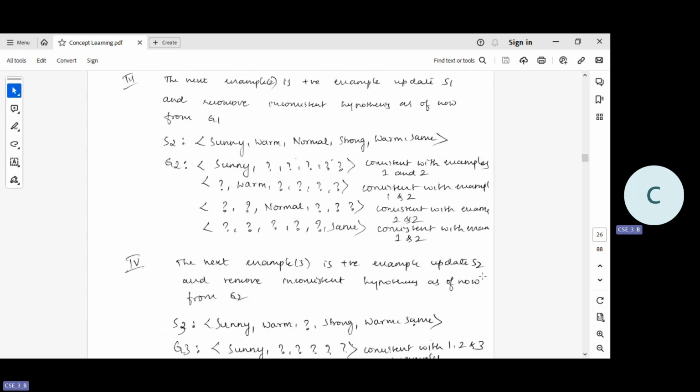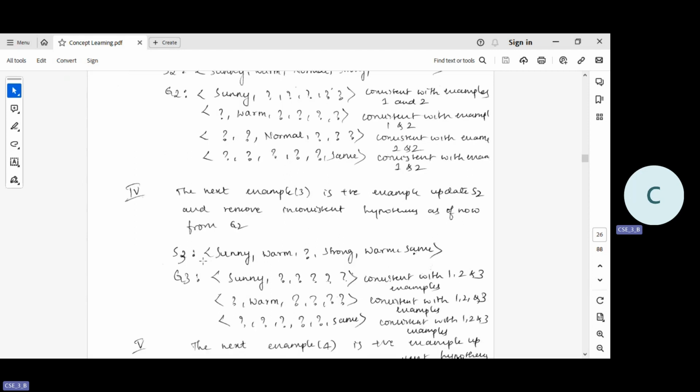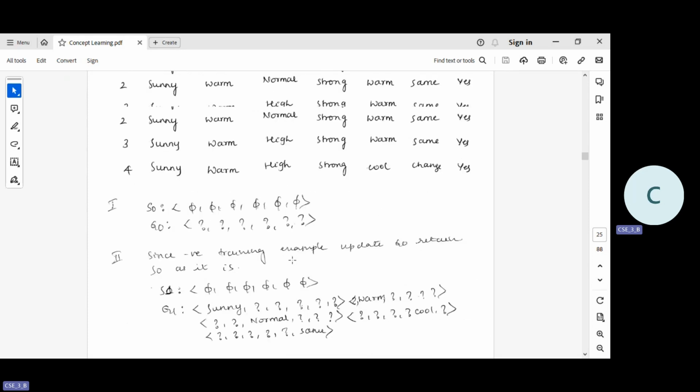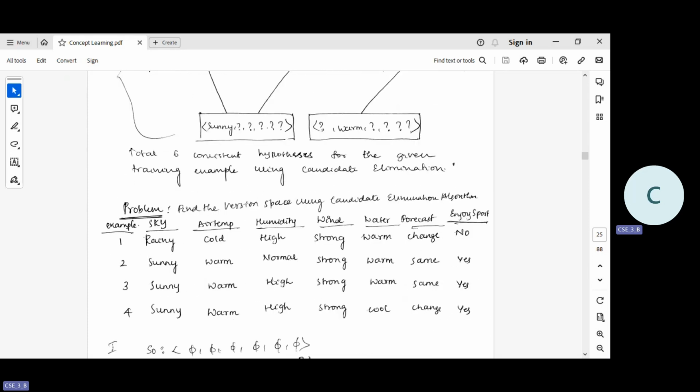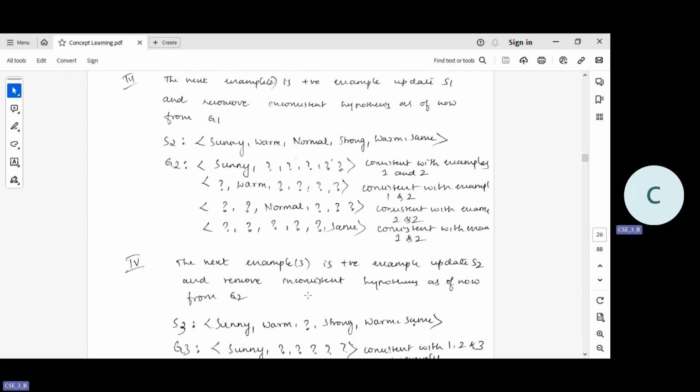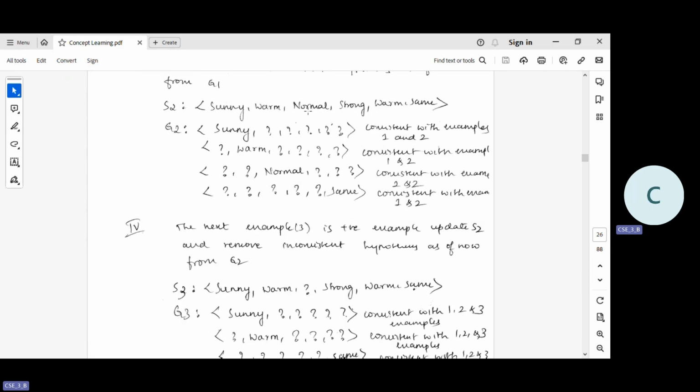So we are going to update the specific boundary, and then we remove the inconsistent hypothesis as of now from the generic boundary, that is what we got in the second step. So now what we are going to do? We are writing that as sunny, warm. Yes, there is a match, sunny and then warm. But here the attribute value is high. But in the specific boundary, in the previous case, it is normal.